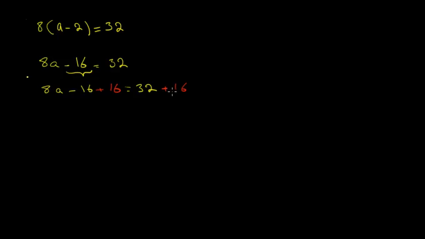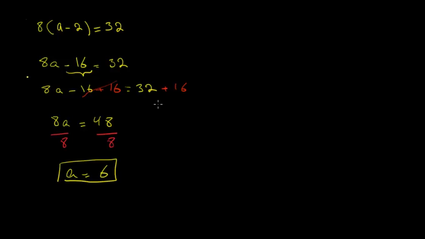plus 16. Since we are doing the addition to the left side of the equation, we need to do that to the other side of the equation as well. So these two cancel out and we'll have 8a equals 48. In order to take care of the coefficient, since it's multiplication, we do the reverse and divide by 8. So we divide 8 by 8 and 48, the other side, by 8 too. So we'll get a equals 6. And we are done here.